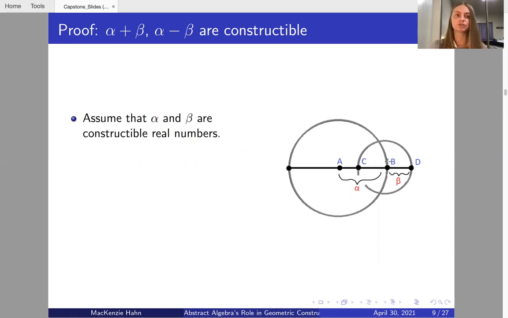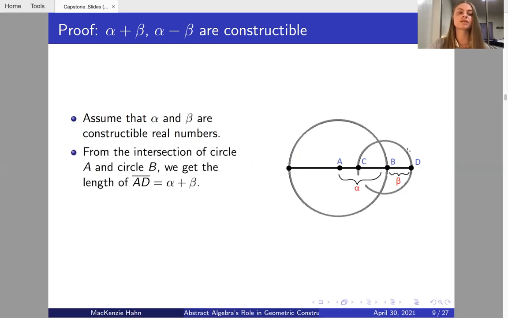Using point B, we can draw a circle centered at point B with a radius of beta. And we can label the intersection of this circle with the line points C and D. And so from the intersection of those two circles, it follows that the length of AD is alpha plus beta. So we can find that alpha plus beta is constructible given that alpha and beta are constructible real numbers.